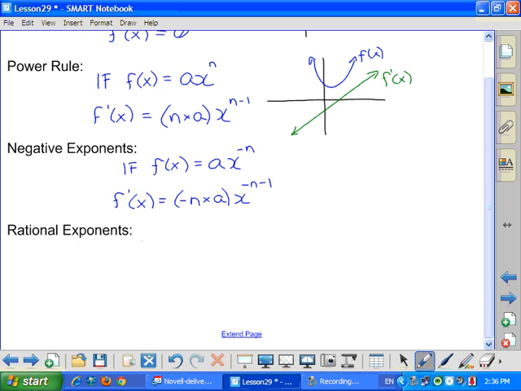And finally, rational exponents. What happens if we have a fractional exponent? So m over n. The derivative would be m over n multiplied by the coefficient. So you're multiplying the coefficient by the fractional value, and x to the exponent, and you're subtracting 1. Whatever the fraction is, you're going to subtract 1 whole part from that. So there are your general rules, and that's what we call the power rules, or I guess any of the rules dealing with polynomials.